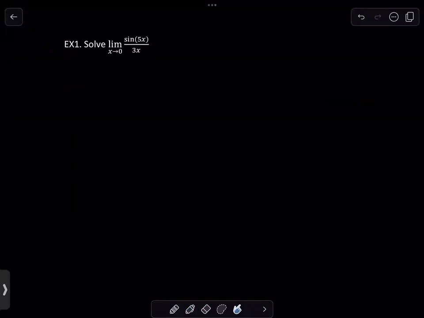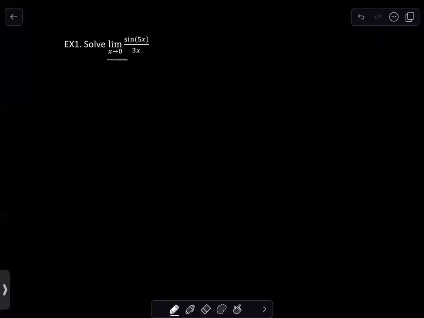Take a look at example 1. Pause the video if you want to try it, and then I'll go through the solution. All right, so in this example I'm going to follow the guideline that I gave you. What we're going to do is try direct substitution. We see that x is approaching 0, so let's try direct substitution.